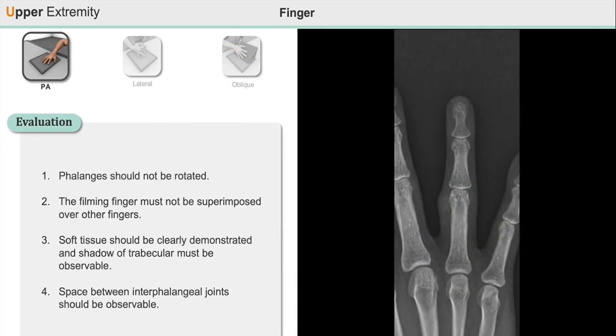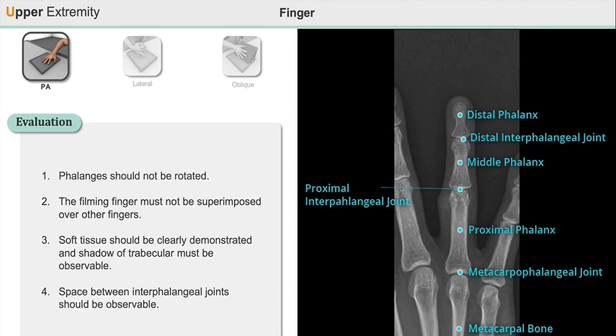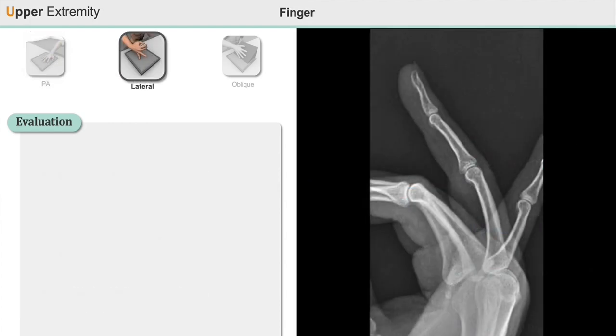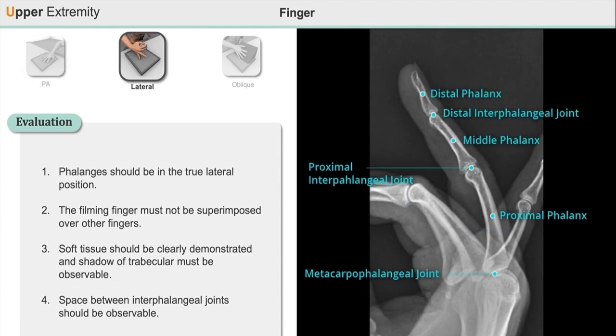Upon the evaluation of every finger projection, make sure there's no superimposition over the filming finger by other fingers. Soft tissue and the shadow of trabecular bone should be clearly demonstrated, and the space between interphalangeal joints should be clearly observable in the image. In the image of finger PA, the phalanges should not be rotated. In the image of finger lateral, the phalanges should be in the true lateral position.